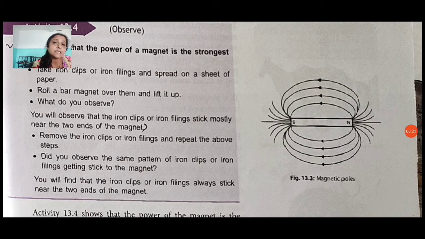In this activity, take iron clips or iron filings and spread them on a sheet of paper. First, take a paper and spread iron materials on it. Then roll a bar magnet over them and lift it up. What do you observe? You will observe that the iron clips or iron filings stick mostly near the two ends of the magnet. At the two ends of the magnet, all materials are attracted.